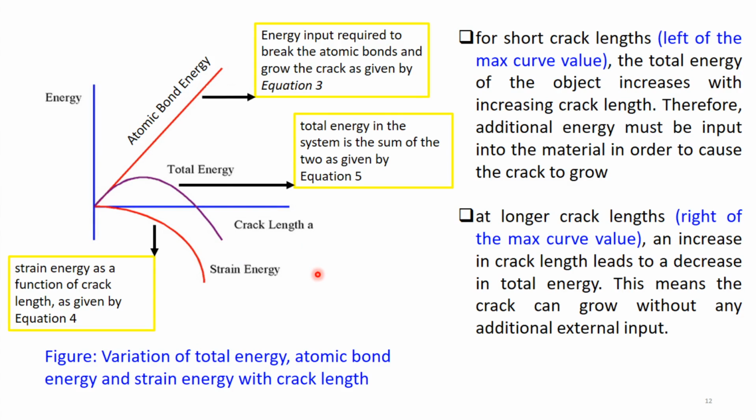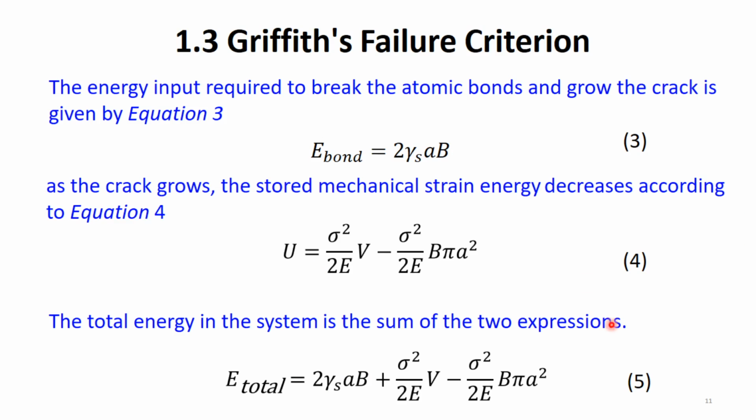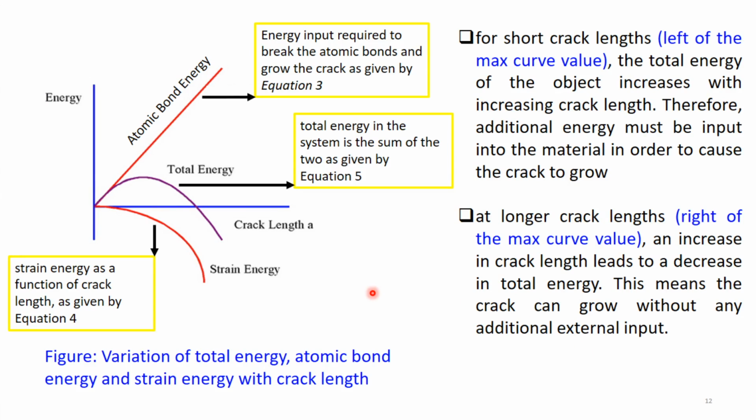So we can plot equation 3, equation 4 and equation 5. So what is the graph? The graph looks like this. On the y-axis we have energy, whereas on the x-axis we have the length of the crack.